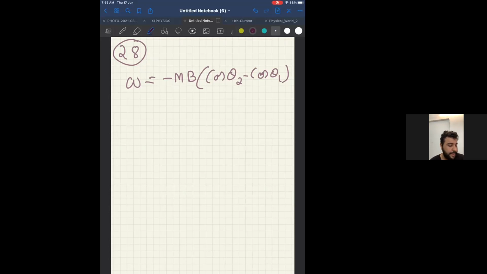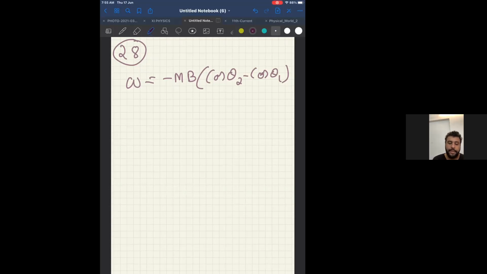The answer to 28-1 is D. Now listen how. What is the question? If a bar magnet of magnetic moment M is freely suspended in a uniform magnetic field, then the work done in rotating the magnet through an angle theta.